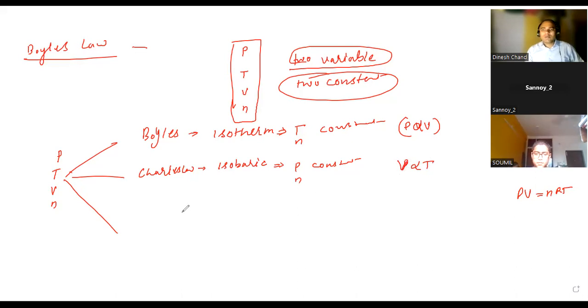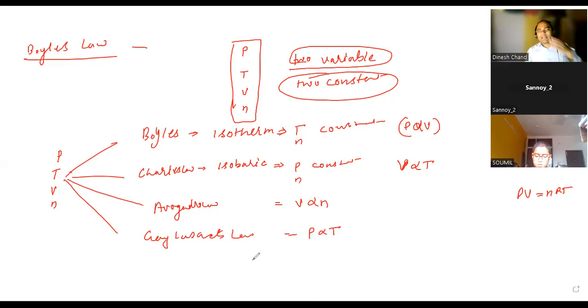The next one is Avogadro's law. In Avogadro's law, V is proportional to N. Next is Gay-Lussac's law. In Gay-Lussac's law, P is proportional to T. What is constant here? V is constant. What is constant in this case? Pressure and temperature are constant.